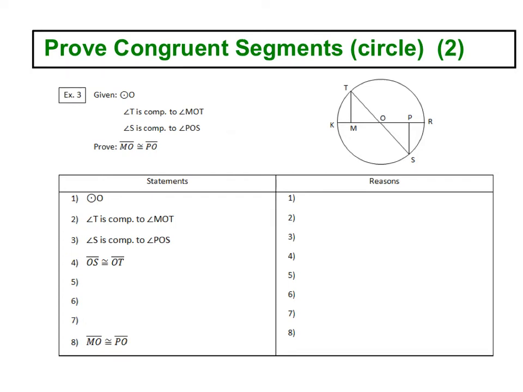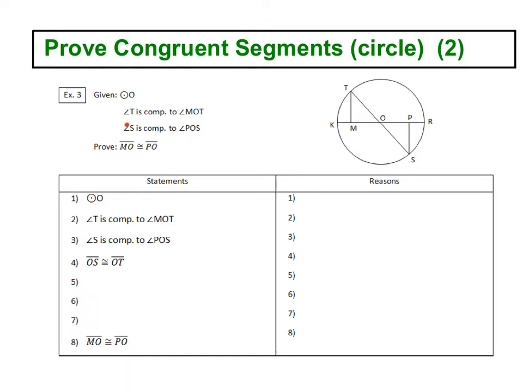All right, here's our last proof for this section. We're gonna prove some stuff. One thing, prove that MO is congruent to PO with this given information. All right, so we're given circle O. Here O is in the center, that's why we call this circle O again.